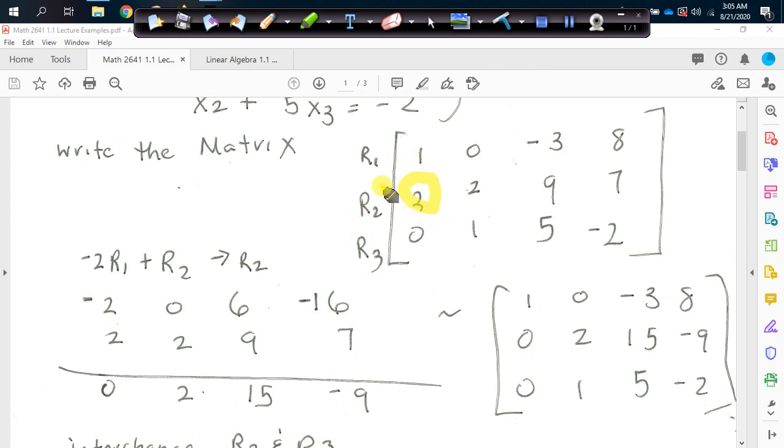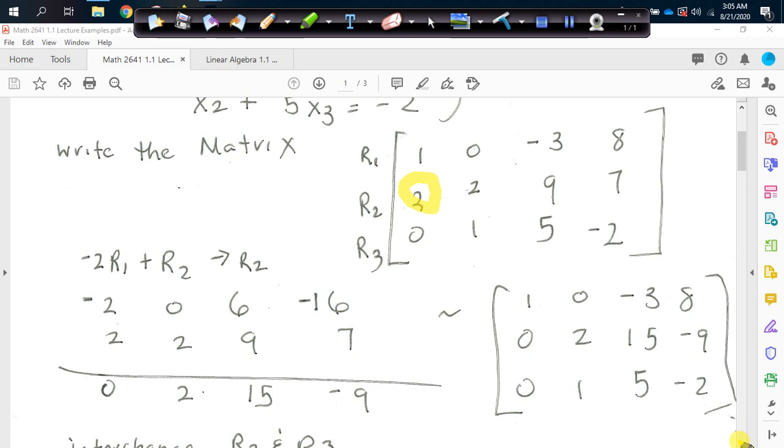So I'm trying to eliminate this element right here. So what I'm going to do is multiply row 1 times a negative 2 and add it to row 2, and that's going to be my new row 2. When I multiply row 1 times negative 2, I get negative 2, 0, 6, and negative 16. Then I add that to row 2, and this is what I get when I add them. So this is my new row 2.